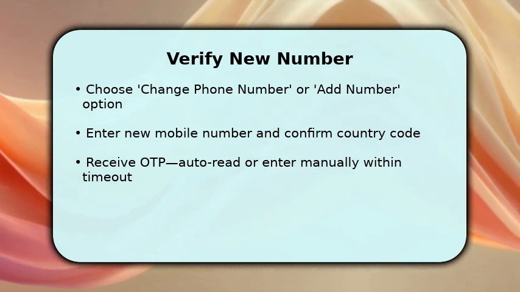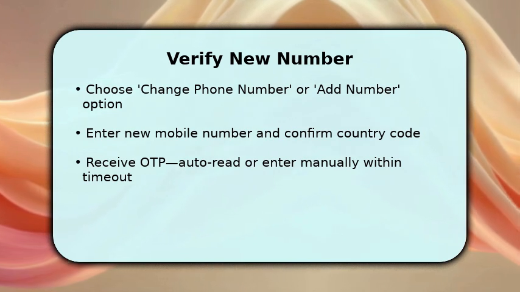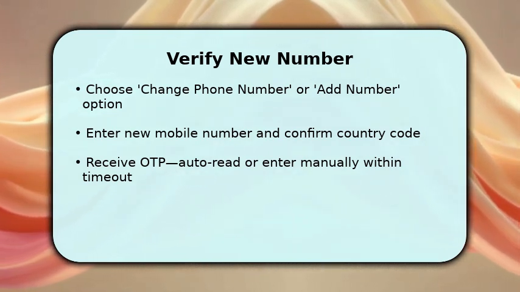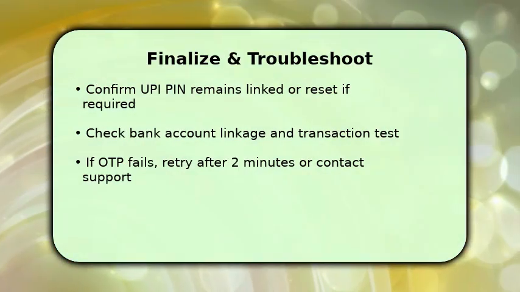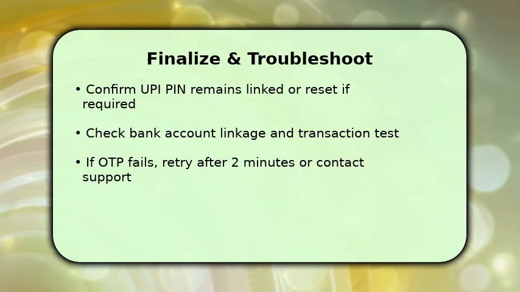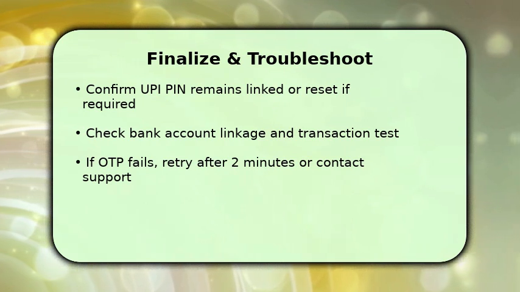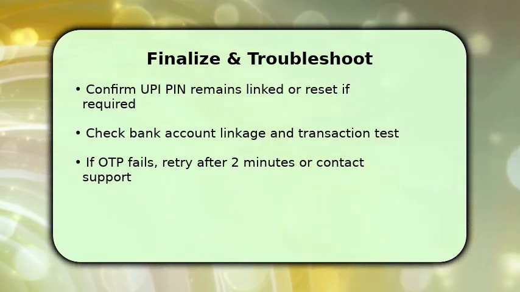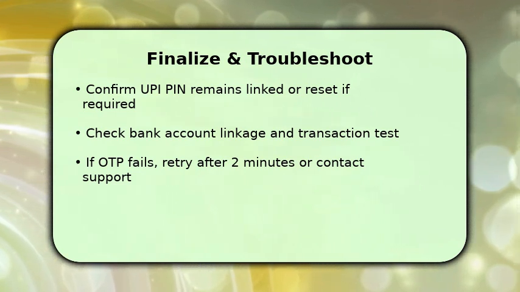After successful OTP verification, PhonePe links the number to your profile and updates UPI bindings where applicable, so transactions use the new contact. Finish by confirming your UPI PIN still works. Sometimes you must re-authenticate or reset the PIN for security, so complete that step if prompted. Once linked, run a small transaction or check your account page to verify the number shows correctly.